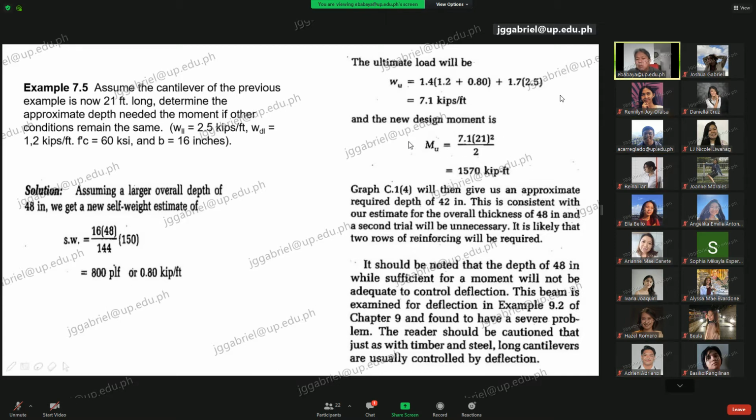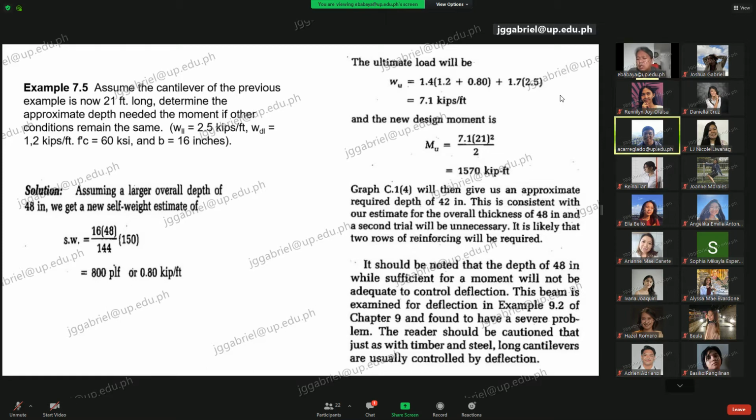You can multiply 1.4 in here if your WU wasn't multiplied yet by 1.4. I mean your distributed load. Because you usually put WU if the service load was already multiplied by the factor. Okay? Same as in moment, no? When you compute for your moment, and the W that you used wasn't multiplied by the factor yet.